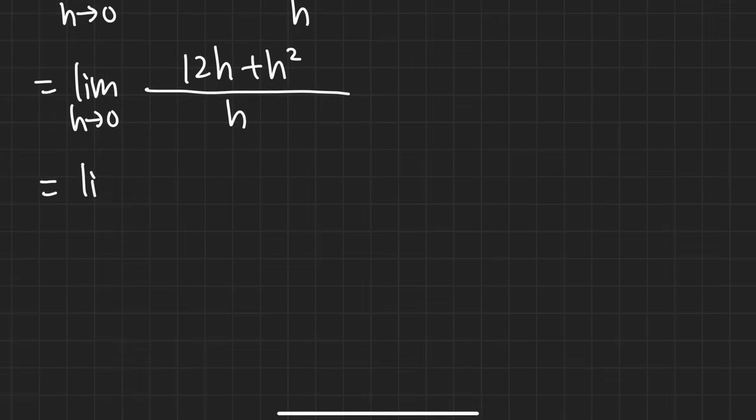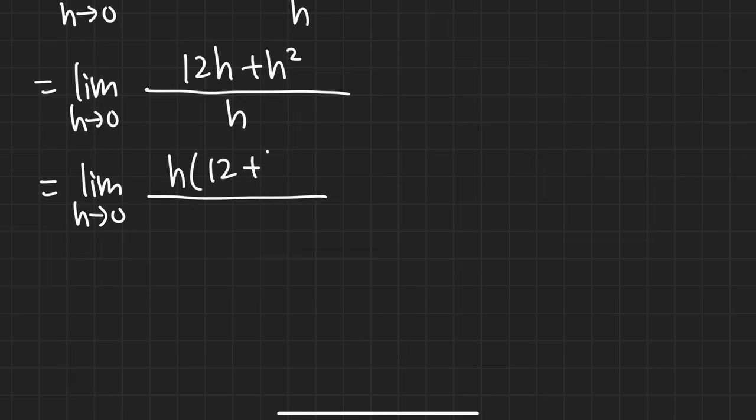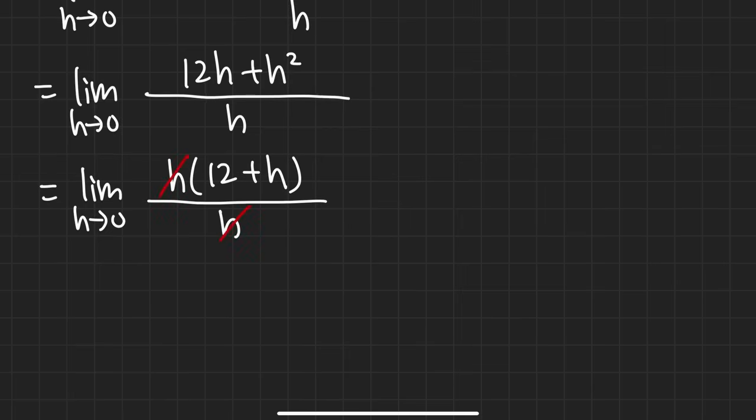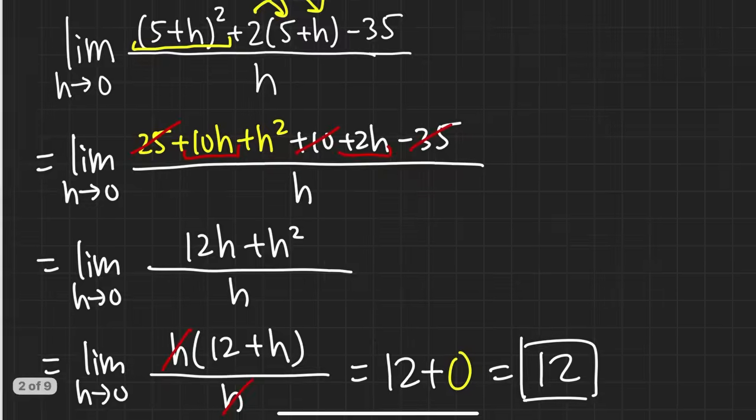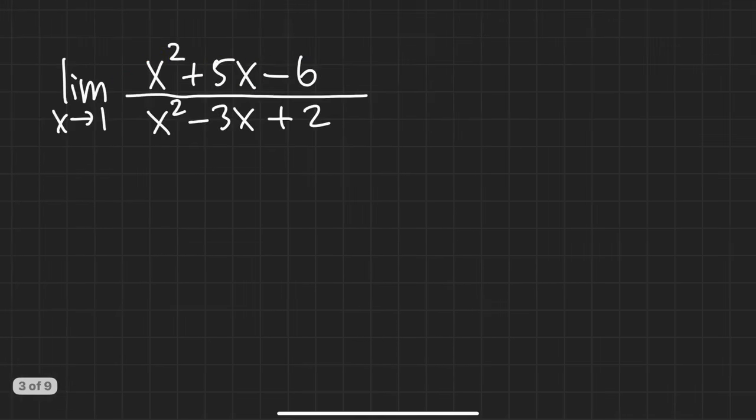So this is going to be the limit, h approaching 0. Factoring out the h, we have 12 plus h. And as you can see here, we can cancel out the h. In fact, when we have h approaching 0, and if this was a 0 over 0 situation, then we should be able to cancel the h on the bottom. After that, we plug in 0 into the remaining h and see what do we get. So here we will just have 12 plus 0, and the answer is just equal to 12. And that will be the answer for this limit. And that's it. Now, let's look at the next one.